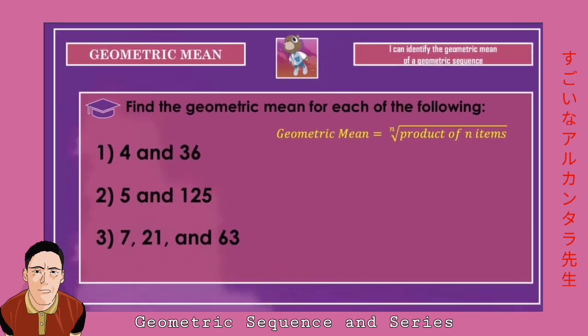Now, how about if we have 4 and 36? So this will simply be the square root of 4 times 36. What's the answer if you multiply 4 and 36? 4 times 36 is equal to the square root of 144. That is 12. Number 2, square root of 5 times 125 is equal to square root of 625. The geometric mean here is 25 if I'm not mistaken. Yes, it's 25.